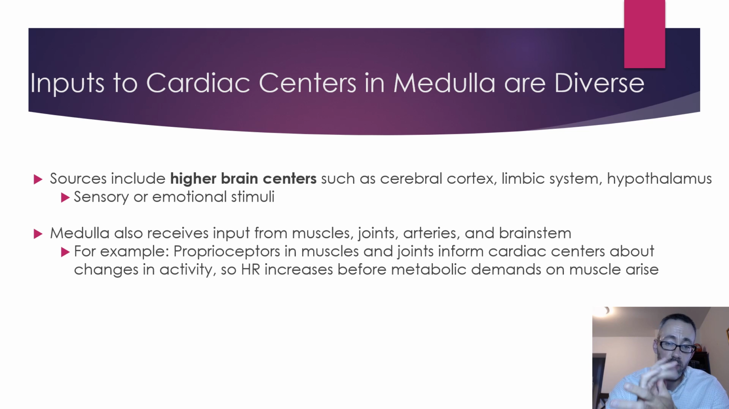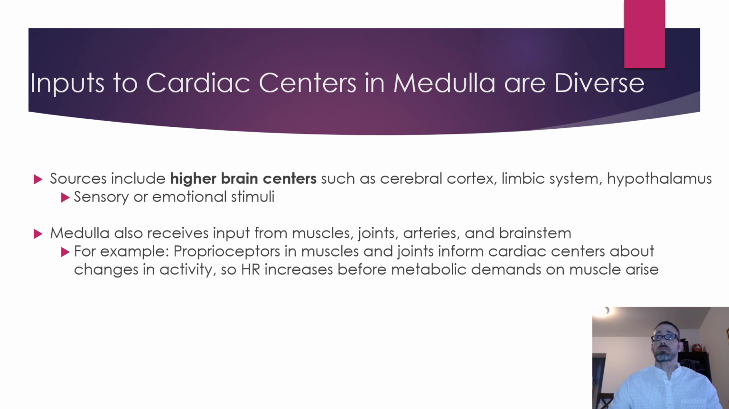The medulla as well receives input from muscles, joints, arteries, as well as other parts of the brainstem. For example, in your muscles and joints, you have what we call proprioceptors. Proprioception is your awareness of your body in space. The way we would test that in the clinic is, tell a person to close their eyes and touch their fingertips together. It's sort of their awareness. And there's a constant feedback from the medulla to these proprioceptors in the joints. And this helps them to kind of continue to regulate, so we can always know where our body is, so to speak. Now, how this relates to heart rate is that the heart rate can actually increase before the metabolic demand of muscle arises.